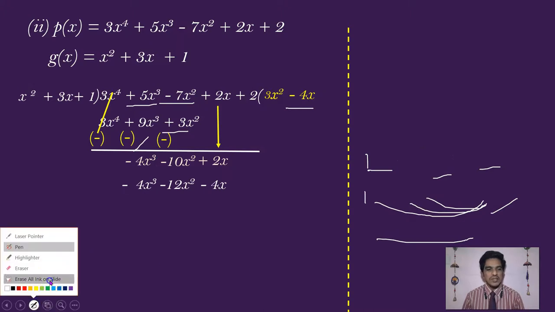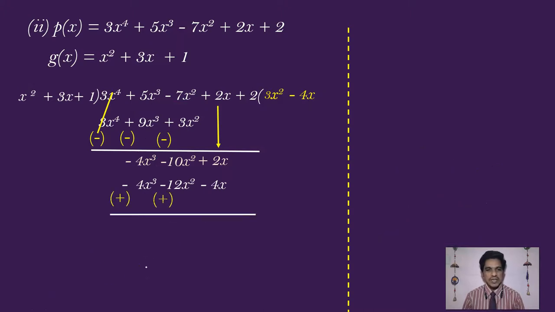Let us do the subtraction. As usual, you have to change the signs. After the signs change, minus 4x cube plus 4x cube cancelled, 0. This is minus 10 and this is plus 12. Minus 10 plus 12 is plus 2. So plus 2x square. Plus 2 and plus 4, you will have plus 6x. Now you have to carry plus 2.